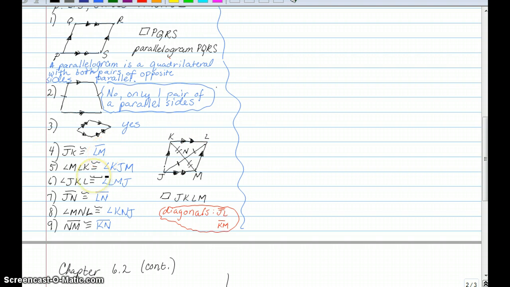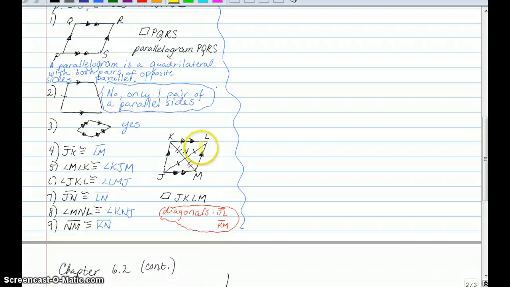Okay, so then we go angle MLK. So let's go ahead and highlight that. Angle MLK, right there. And we know that the angles opposite will be congruent. So angle KJM is opposite. So those two are opposite, and so they are therefore going to be congruent.